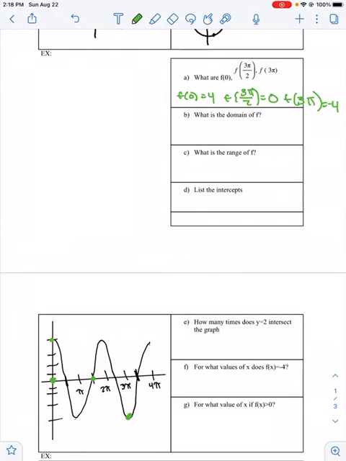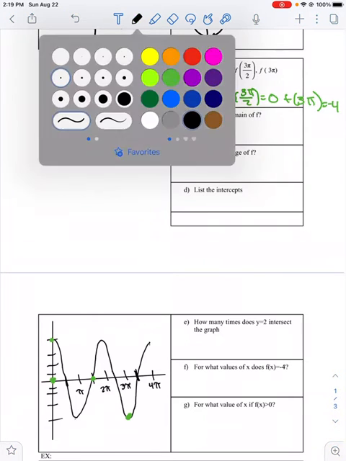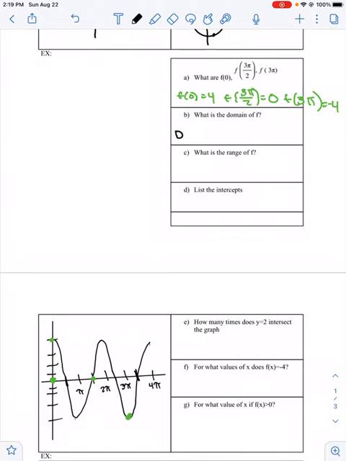What is the domain of this function? So from where to where does this function lie? It starts at an x value of 0 and goes to an x value of 4 pi. So we can write that as the domain: x such that 0 is less than or equal to x, which is less than or equal to 4 pi.